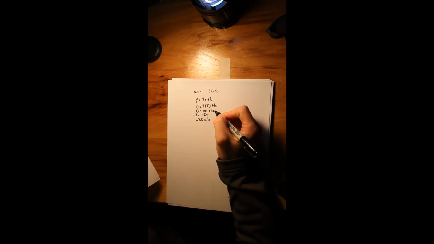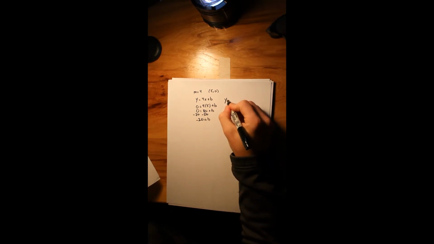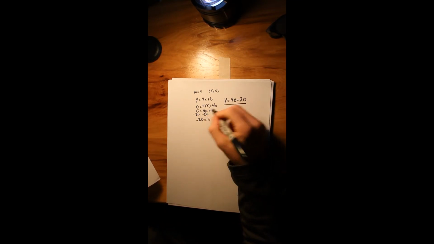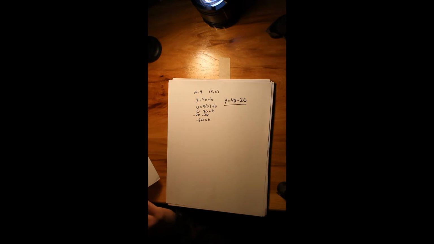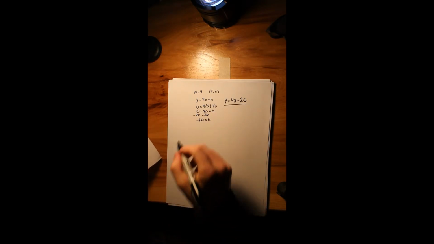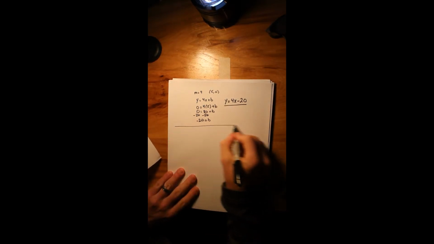So, what is my equation then? y equals 4x minus 20. So it's pretty straightforward, pretty simple. So I hope that everyone can at least get that one right on the test. Okay. Now, the next two.